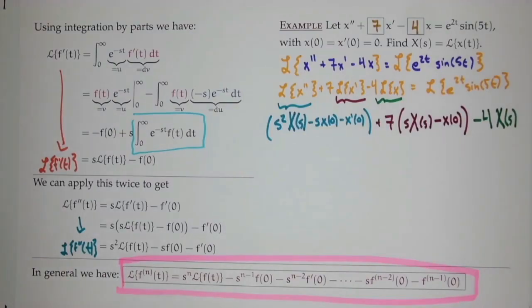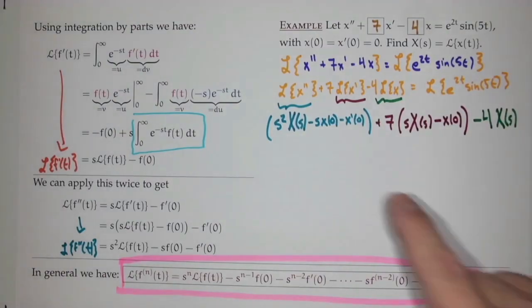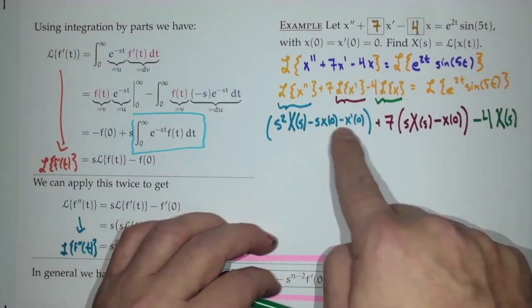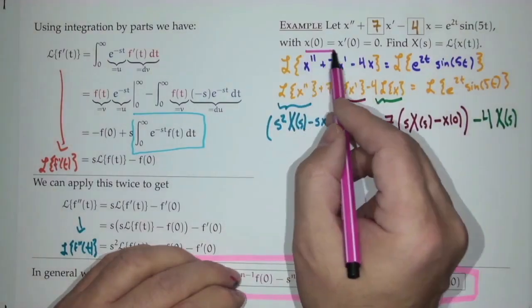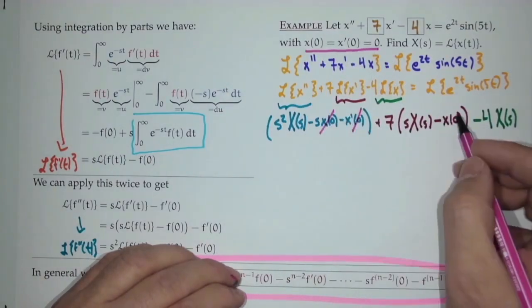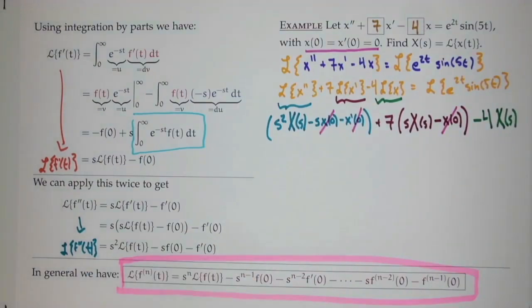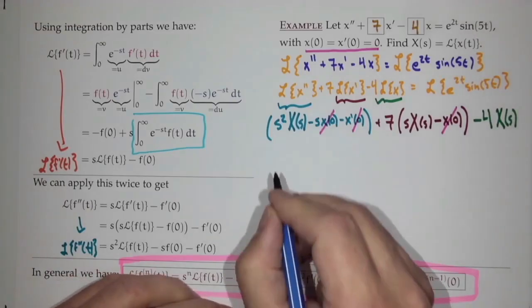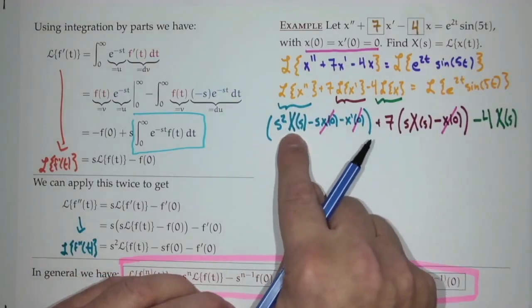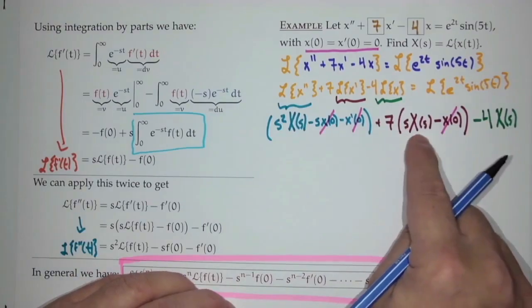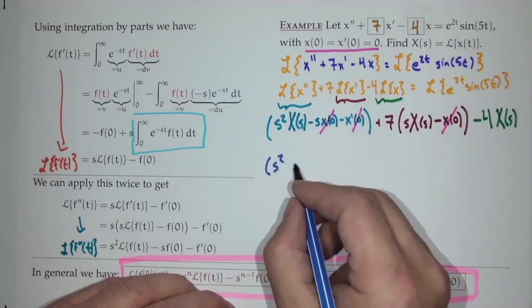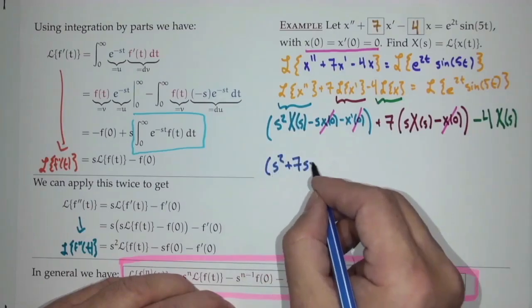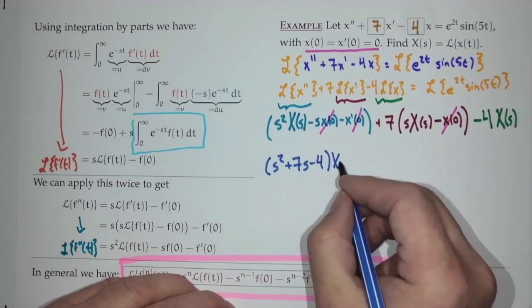Now we can simplify. Do we know anything about these pieces where I have x of 0 or x prime of 0? They're 0. So they all go away. So now we have s squared times X of s, 7s times X of s, and minus 4 times X of s. So that would be s squared plus 7s minus 4, times X of s.